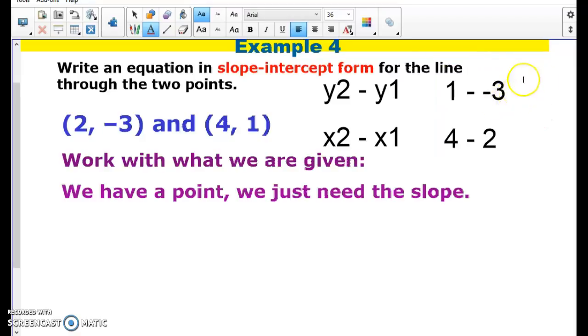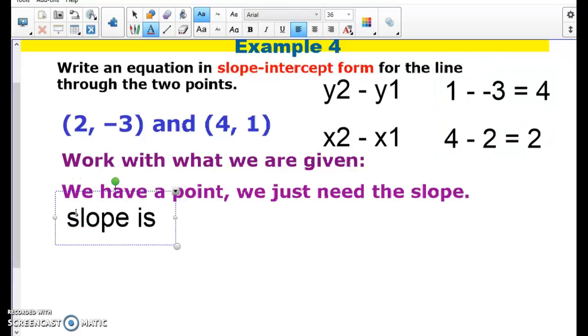I know 1 minus a negative 3 is going to equal 4. Minus minus turns into a plus, so 1 plus 3. And 4 minus 2 is 2. And I can simplify 4 over 2 as 2. So now I know my slope is 2. And now, same thing as these problems before.